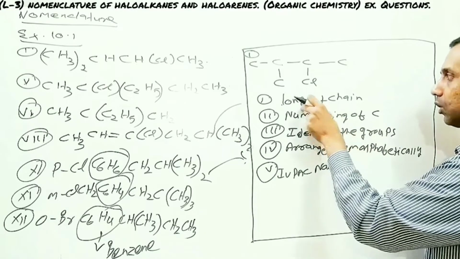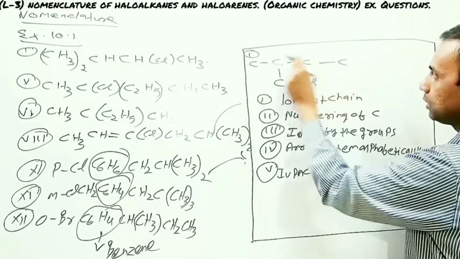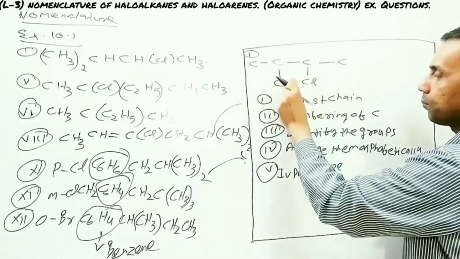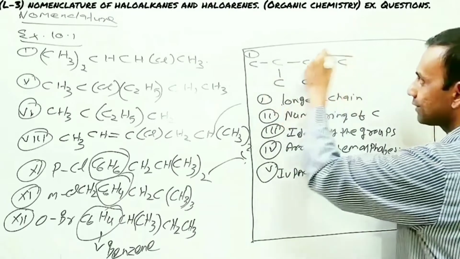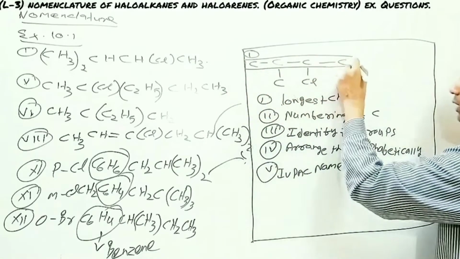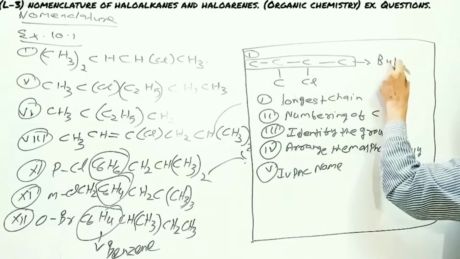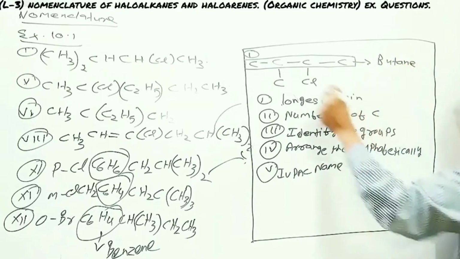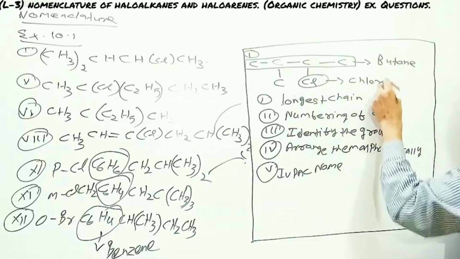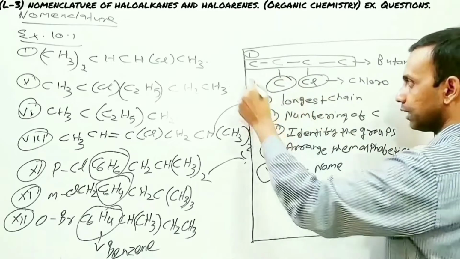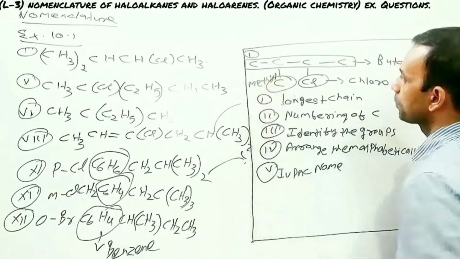The first thing we have to do, longest chain. There is no issue here. This is the longest chain, you can see 1, 2, 3, 4. So the longest chain is 4. So I'm taking this chain as the main chain here, right? So this is your butane. This is, of course, chloro. And this is a one carbon branch, therefore it will be a methyl.